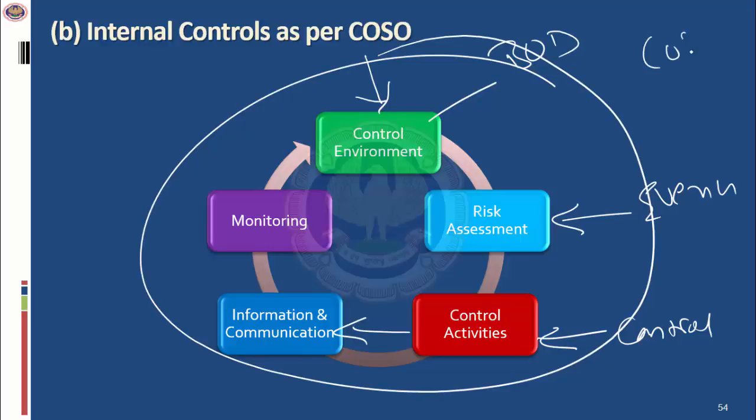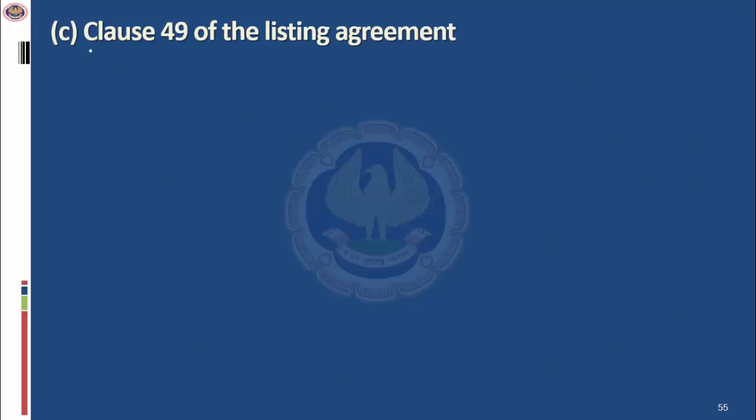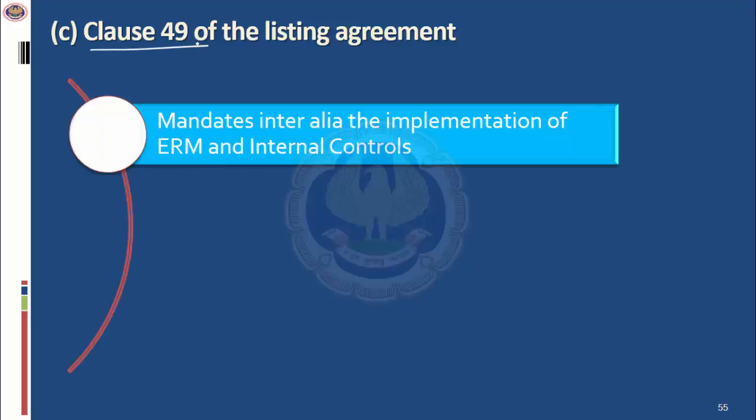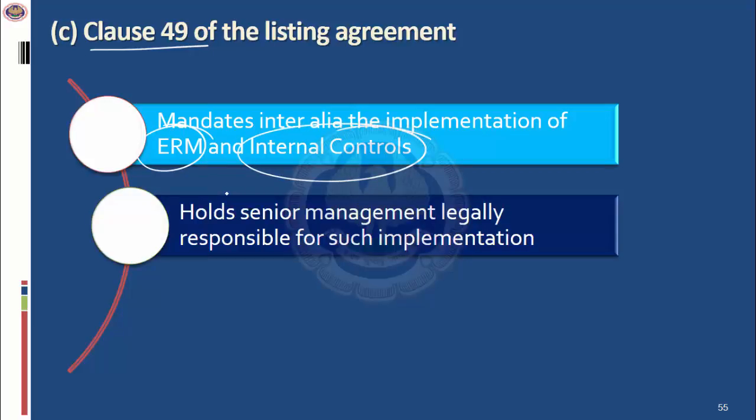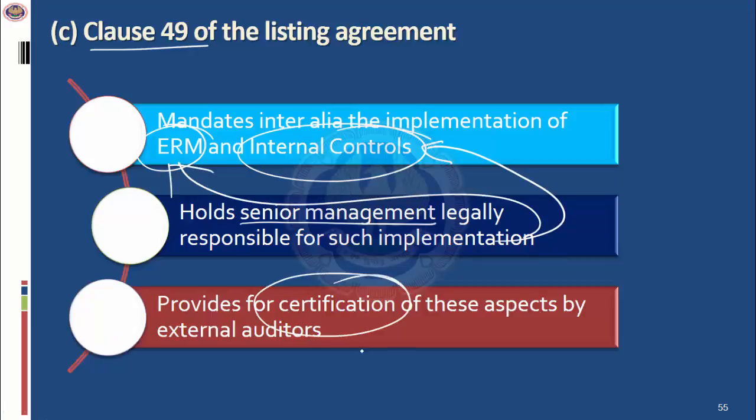In fact, COSO has been extensively referred to in most of the cases where internal controls are to be implemented, and this is referred even in the IFC also. Now let's look at the Clause 49 listing agreement requirements, which mandates implementation of ERM and the internal controls. So what does it say? Similar to SOX, it says the senior management are legally responsible for implementing what? The ERM and the internal controls. It also requires, if you remember, the certification by the auditors.